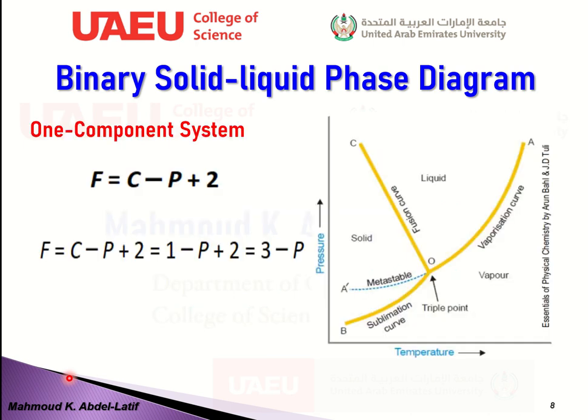Let us have an idea about phase diagrams: the one component phase diagram and the two component phase diagram, which we will construct today for the binary system. For the one component system, this is a very famous phase diagram. Actually, this phase diagram is for water.